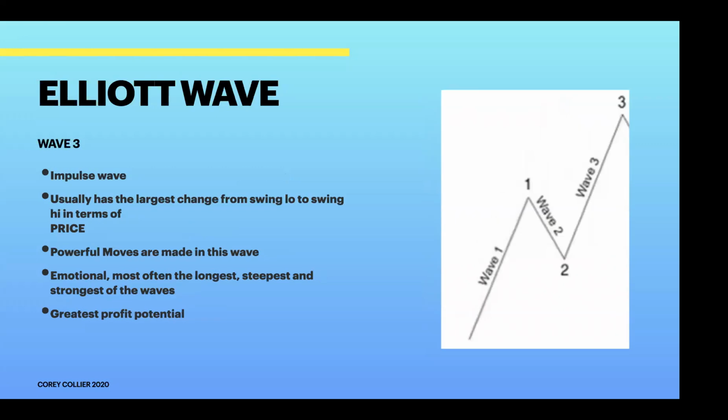Again, wave 3 is the impulse wave or a motive wave. It usually has the largest change from swing low to swing high in terms of price, okay? And powerful moves are made in this wave, okay? This wave is emotional. It's most often the longest, steepest, and strongest of the waves. So this wave actually gives you guys the greatest profit potential in most cases.